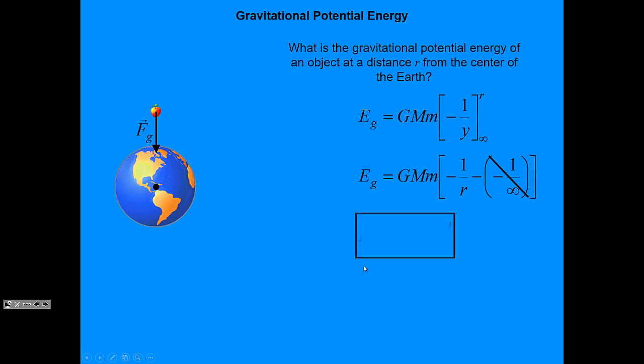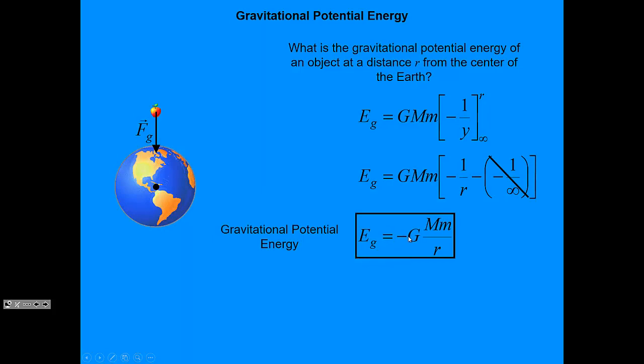That leaves us with a gravitational potential energy at any distance r from the center of the Earth, or the center of whatever planet we're talking about, or the sun or something like that, of negative big G, mass of the planet, mass of the object, over r. Notice this looks a lot like the force, but not quite, right? It's r, not r squared. This will give us units of newton meters or joules of energy.